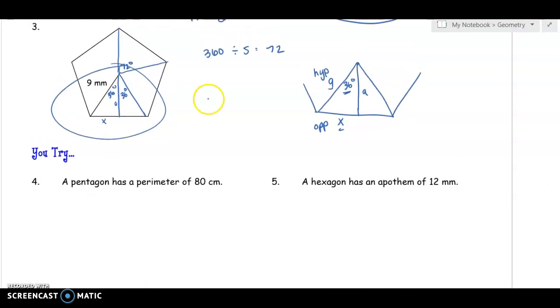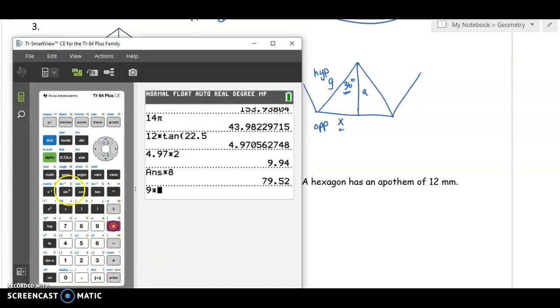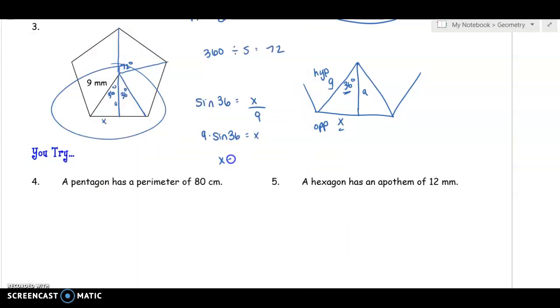So we're going to do the sine of 36 equals opposite over hypotenuse. Cross multiply, I'll do 9 times the sine of 36. So you can do that on your calculator. 9 times the sine of 36. You're going to get 5.29. So X is 5.29.